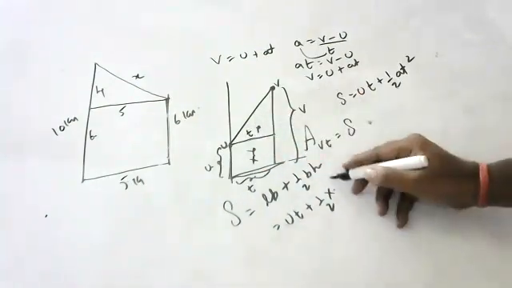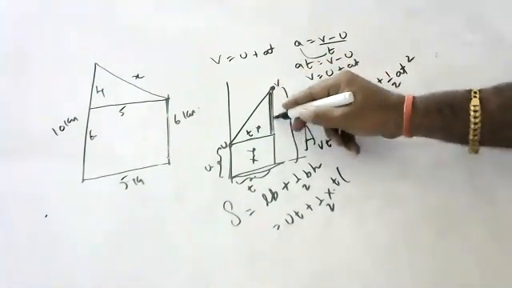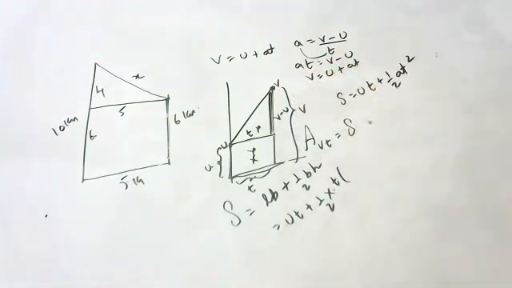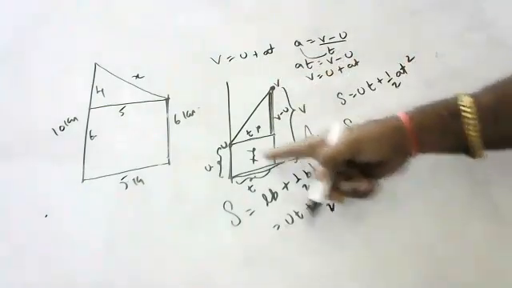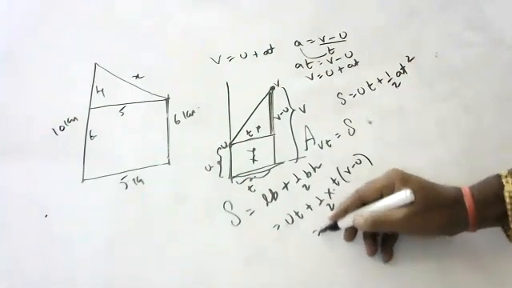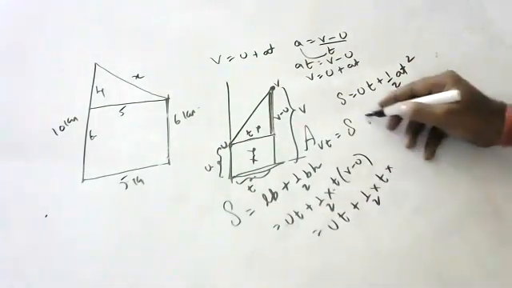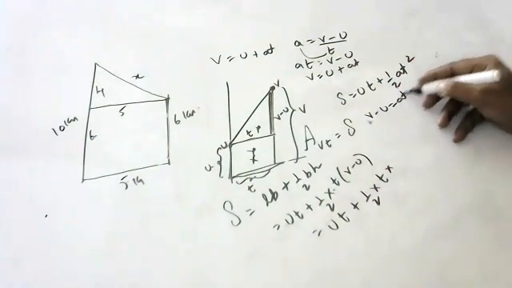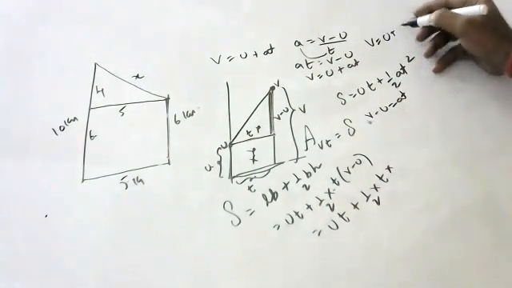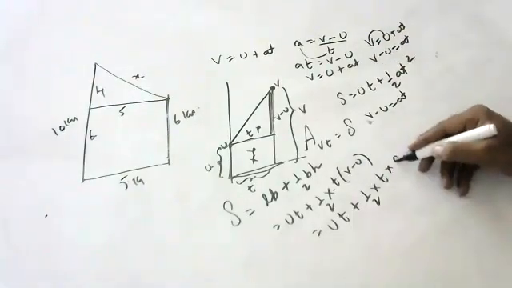This is V minus U, so V minus U by T into T. Now, what is V minus U, children? Acceleration, A. V minus U is equal to AT. Children, V is equal to U plus AT, no? So V minus U is equal to AT.